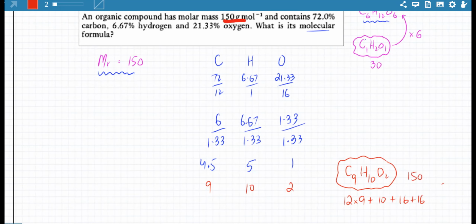So that means if the empirical formula mass and the MR are the same, this is the molecular formula. Okay, you just have to multiply it by 1. That means the formula remains the same. If they had told us that the MR is 300, then that would mean that the empirical formula mass is 150. So you would have to multiply all the atoms by 2 to get 300. And your molecular formula in that case would be C18 and H20, and the ratio would be the same, except the number of atoms would be twice the number of atoms that are shown in the empirical formula.